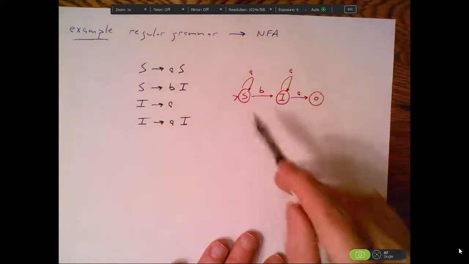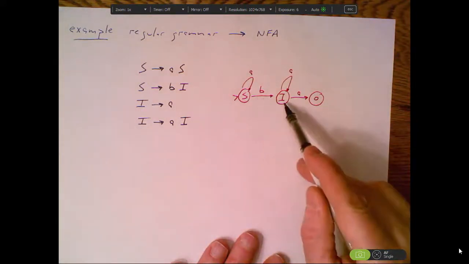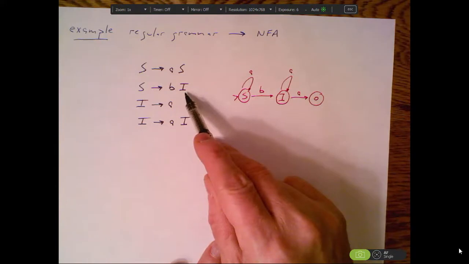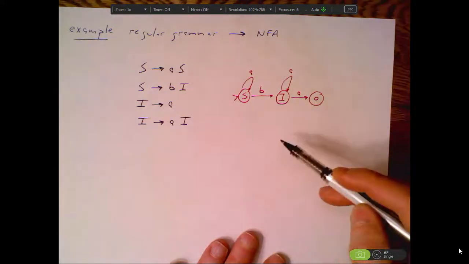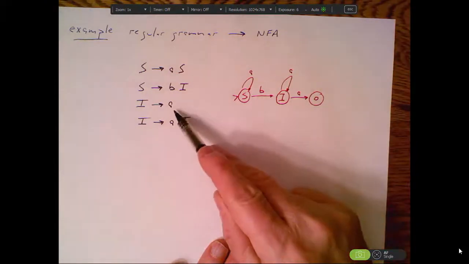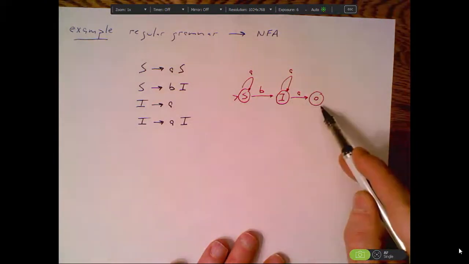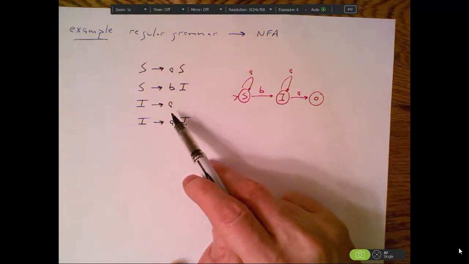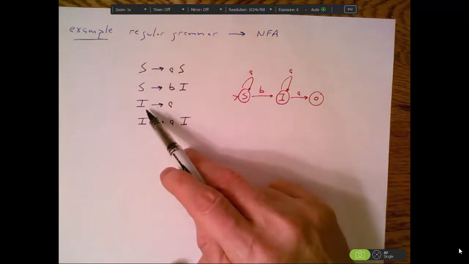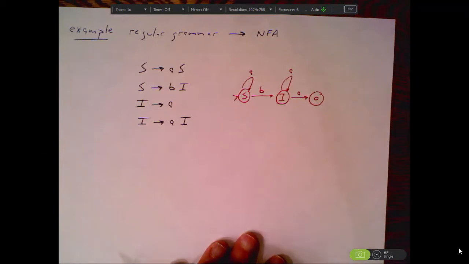Similarly, S goes to BI. That's a transition to another state called I because of the other non-terminal. Okay. I goes to A. That's actually a transition to the final state. Because if you think about it, and we'll do a derivation on another example in just a moment, there's only one non-terminal alive at a time.